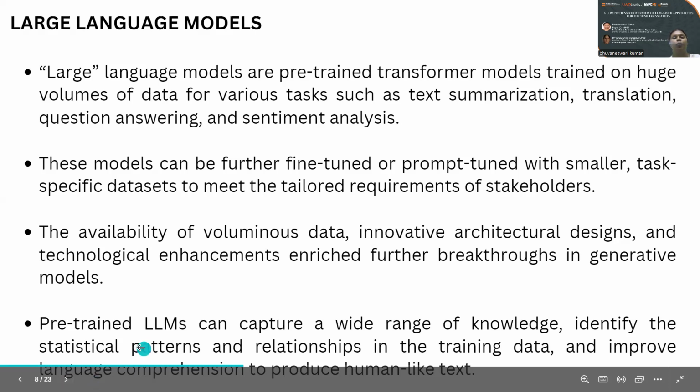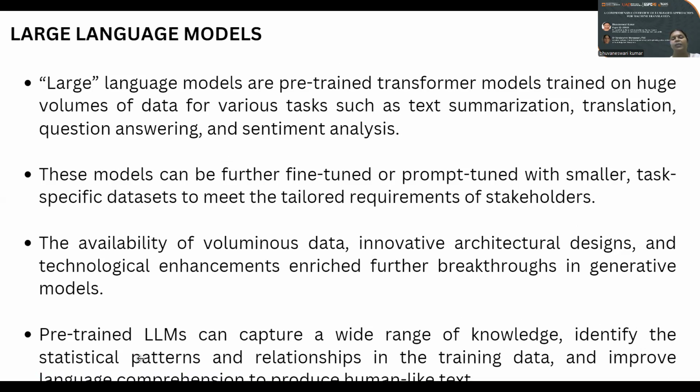And the availability of voluminous data, innovative architectural designs, and technological advancements enable further breakthroughs in generative models. The pre-trained LLMs, as well, capture a wide range of knowledge. They identify the statistical patterns and relationships in the training data, and they improve language comprehension to produce natural-sounding, human-like text.